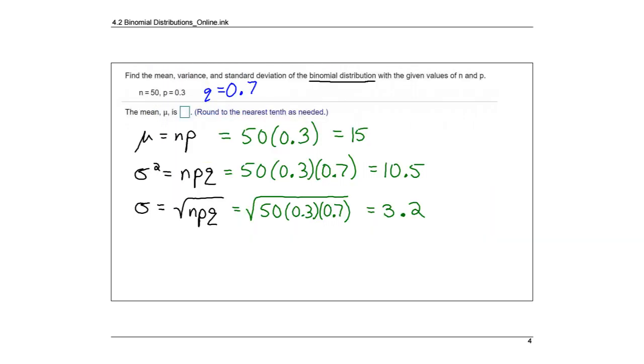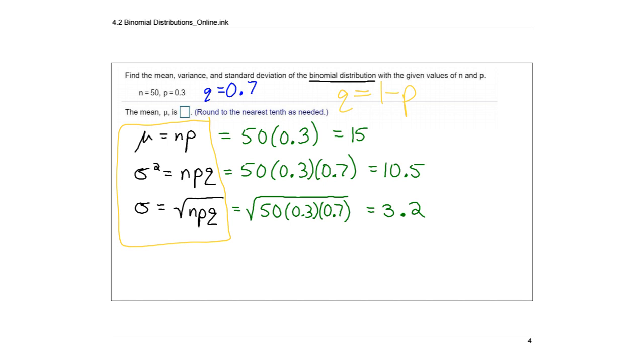All right, let's try another one. So it says find the mean, variance, and standard deviation of a binomial distribution. So you're going to go to your formula sheet, find the formulas. I put the formulas right here for you. They gave me N, which is 50. They gave me P, which is 0.3. Remember that Q is going to equal 1 minus P. So in this case, that would be 0.7.